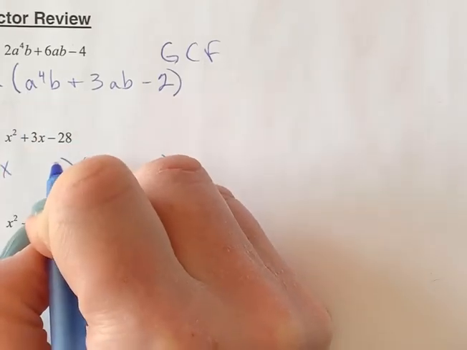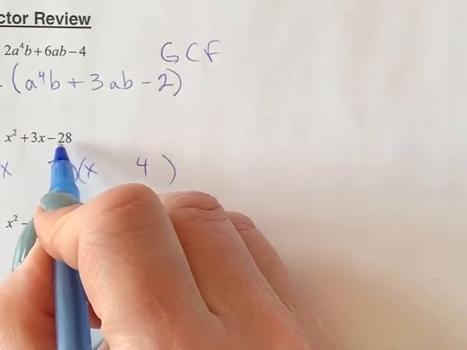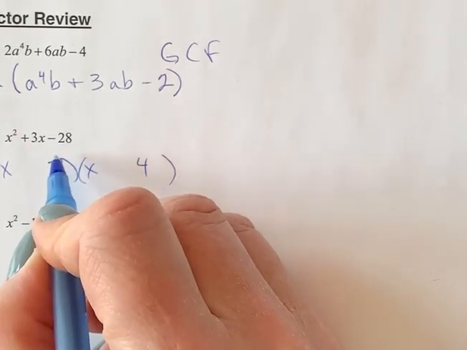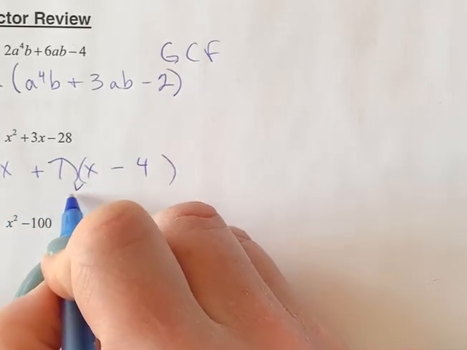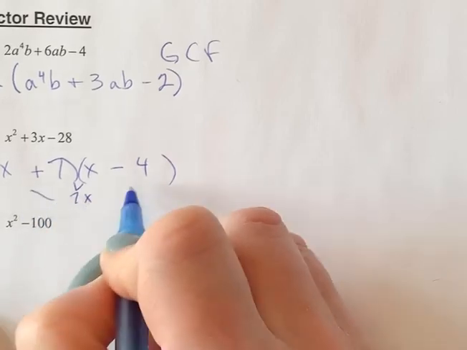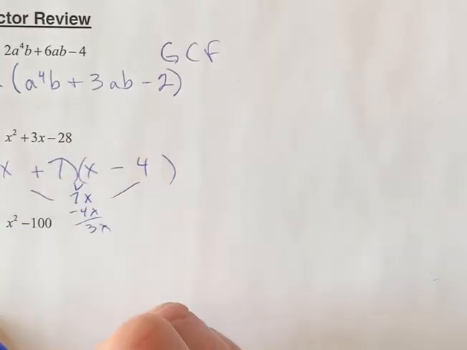So if we think of 7 times 4, so 7 times 4 gives us 28. One of them has to be positive, one has to be negative. If we have a +7 and a -4 here, and we check our inside and our outside terms, we can see how that adds to a +3x.